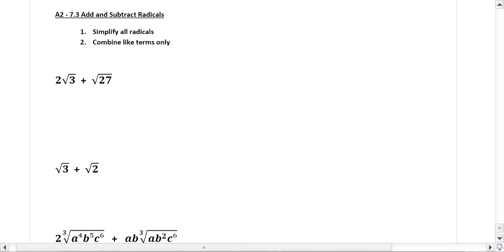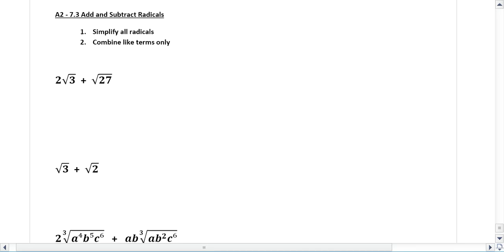This video is for Algebra 2, Chapter 7, Section 3, Sums and Differences of Radicals. So the new stuff can be summed up very easily in these 2 points here.